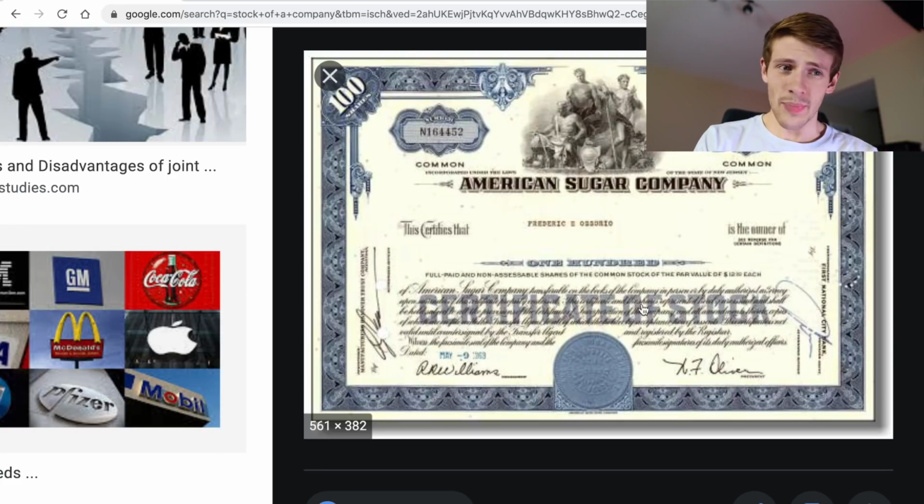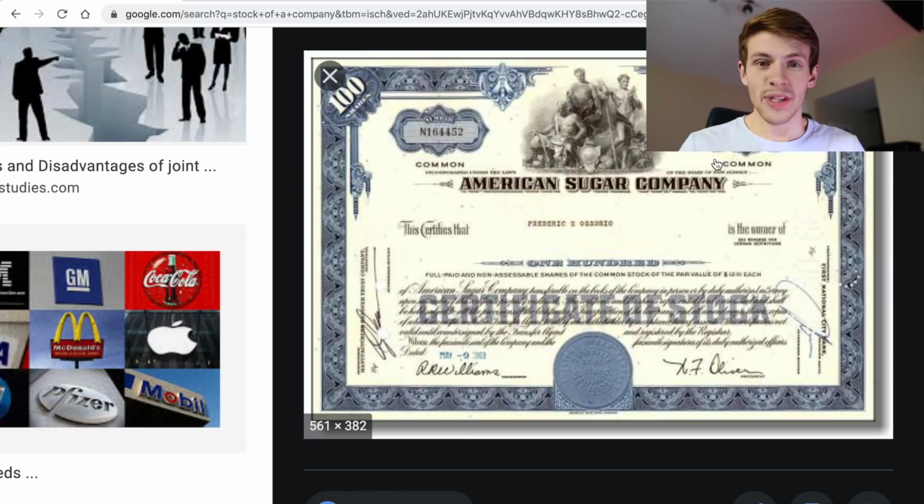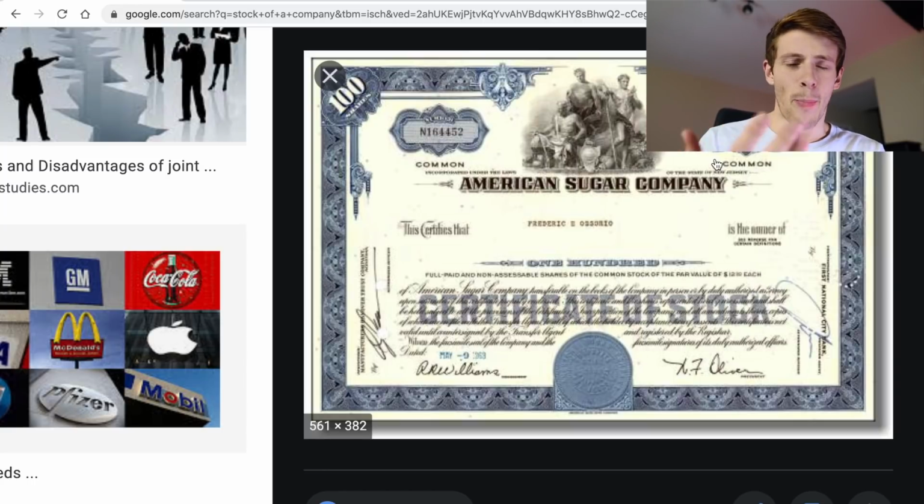This is typically, back in the old days, what a share of a company would look like. And this is actually 100 shares. Companies issue shares to raise money for the company. There are a couple of different ways that companies can raise money, but the main two ways are with debt and with equity. Equity is by issuing shares, and debt is typically with bonds and stuff like that. So by buying shares, you essentially own a small percentage of the company.